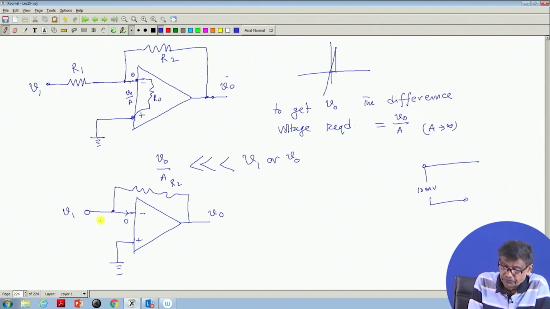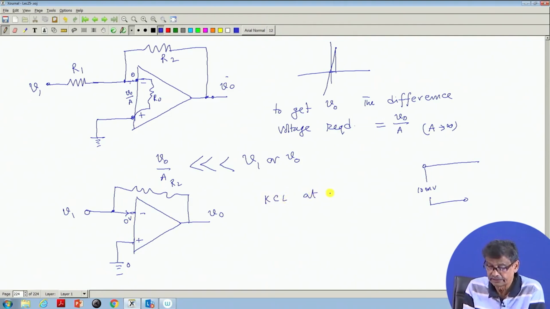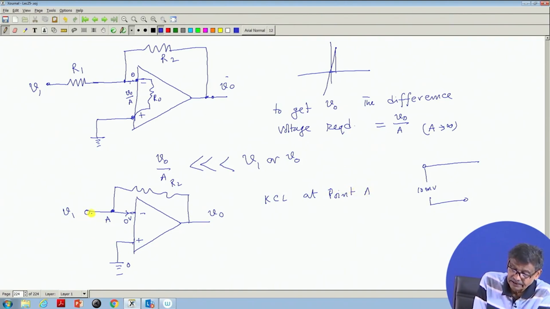Now, this voltage is V1, clear. Therefore, what is the voltage here? 0 volt, because voltage does not exist here. So, here also 0 volt, it is almost connected to the ground, no voltage drop here. So, write KCL at this point, say A. What will be the KCL? And also connect a resistance here, R1. Oh, this I forgot to write, V1.